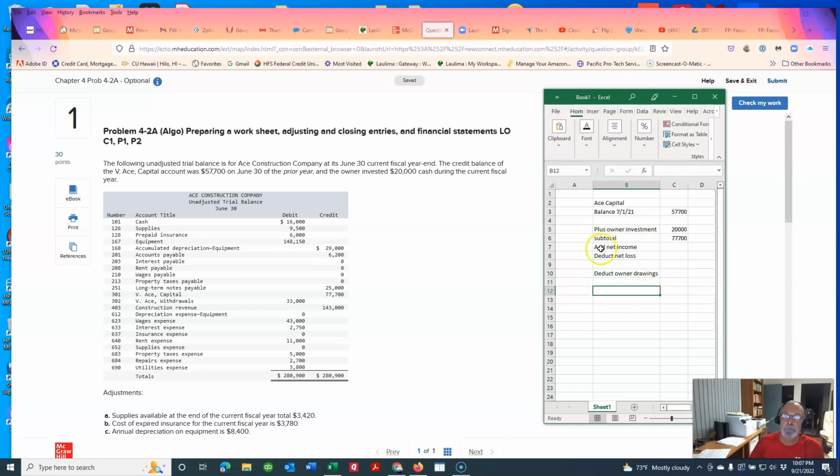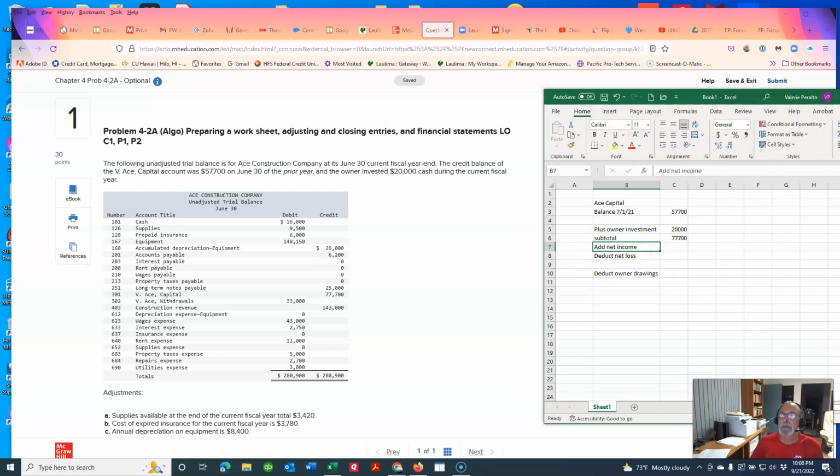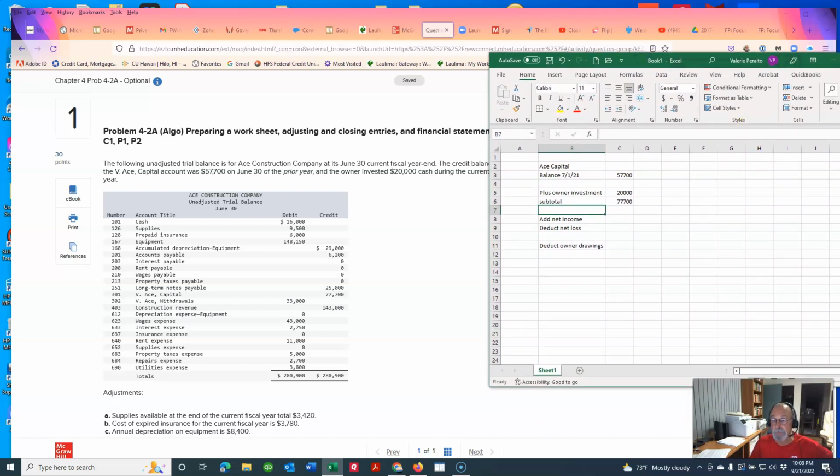Owner drawings are kind of the opposite of owner investment. Owner investment represents amounts that the owner has put into his or her business. On the other hand, drawings are amounts that the owner has taken out of his or her business, essentially for personal use. In a sole proprietorship, the owner can put money in and take money out of the business at any time, so long as there's cash available for him or her to do so. Owners generally are not employees of their own business that is a sole proprietorship.